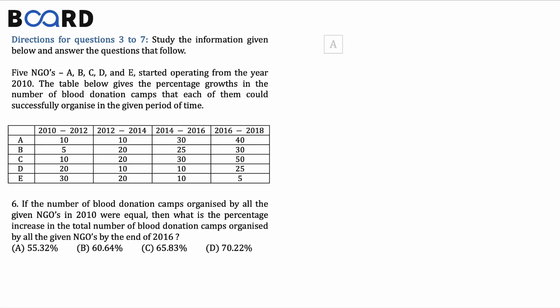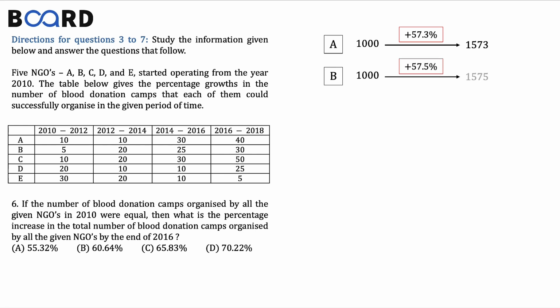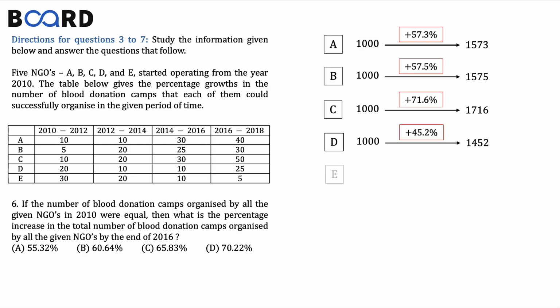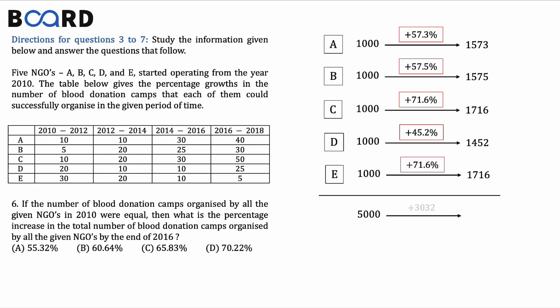So now we have A changed from 1000 to 1573, B changed from 1000 to 1575, C 1000 to 1716, D 1000 to 1452, E 1000 to 1716. If I add all of them up, I get the total value in 2010 to be 5000, and total value in 2016 will exactly increase by 3032, making it 8032. This is the percentage value they are asking for, right?